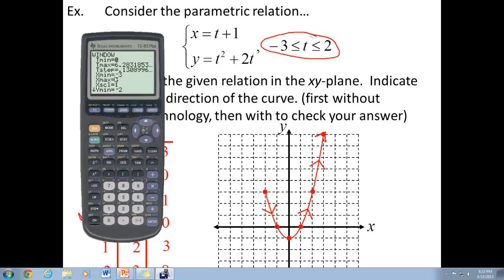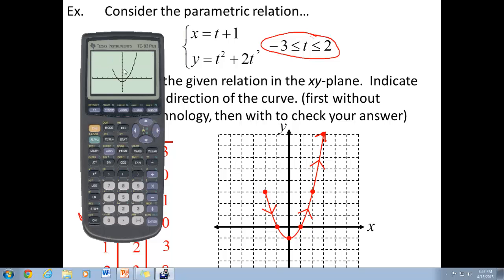Check my window before I graph anything. Instead of going from 0 to 6.28, we want to go from -3 to 2. And I'll go ahead and adjust it back to 0.1. Now, as far as my x and y windows go, let's just match what I had on here. X is going from 1, 2, 3, 4, 5, 6, so -6 to 6. And y is going from 1, 2, 3, 4, 5, 6, 7, 8 high, but it was only going 1, 2, 3, 4 low. So -4 to 8. And let's graph it, see what we get.